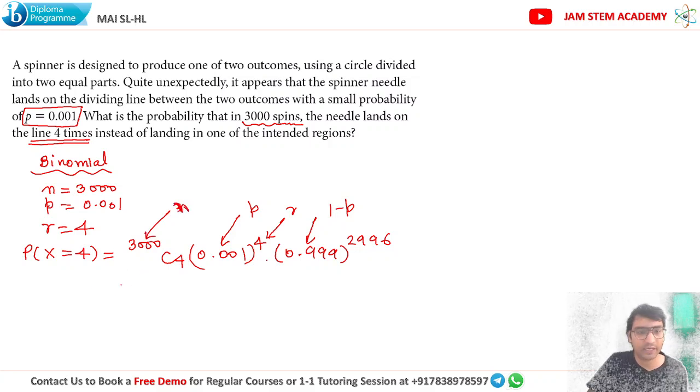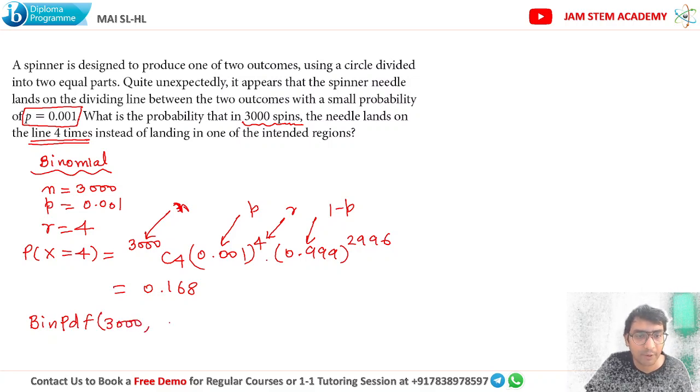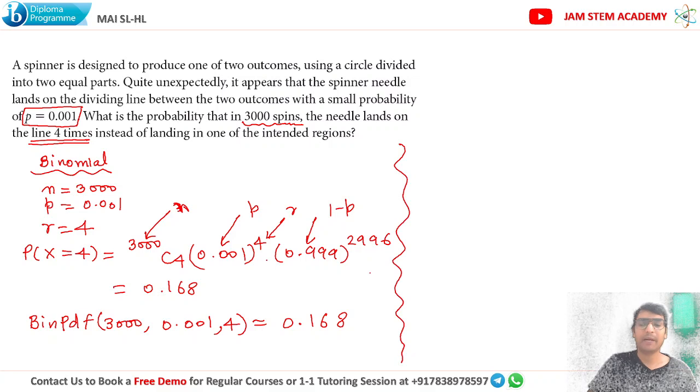Now, if you use your calculator, you can get the answer. It comes out as 0.1681 something, so you can also take 0.168 only. You can also use the calculator for finding the binomial by binomial PDF in this case, for 3000 trials, a probability of success of 0.001, and we need the probability for exactly 4 successes. That also gives you the same thing, 0.168. That's our answer using the binomial trials.